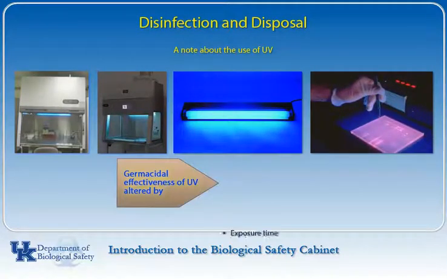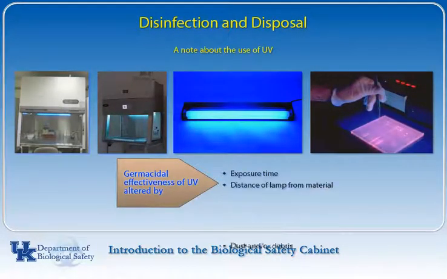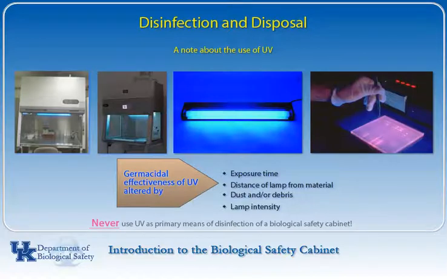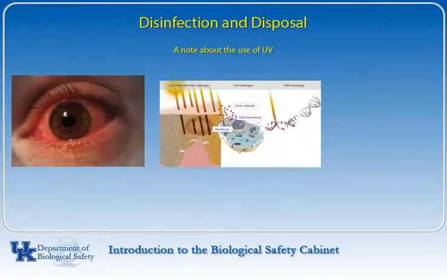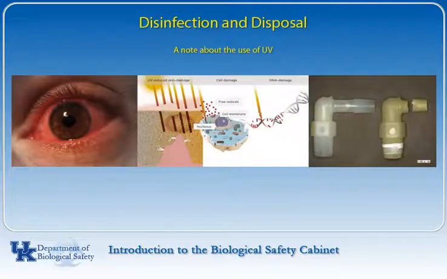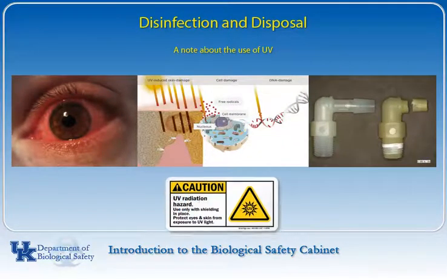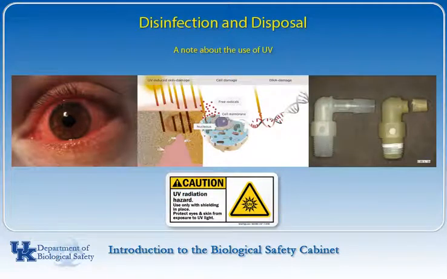Time of exposure, distance, presence of dust or debris, and UV lamp intensity all affect the germicidal effect of the UV lamp. UV lights should never be utilized as a primary means of disinfection of a biological safety cabinet. UV lamps may damage eyes, skin, and laboratory equipment. The Department of Biological Safety discourages the use of UV lamps due to the potential damage resulting from UV lamp use. For more information regarding UV light, please see the Department of Biological Safety website.